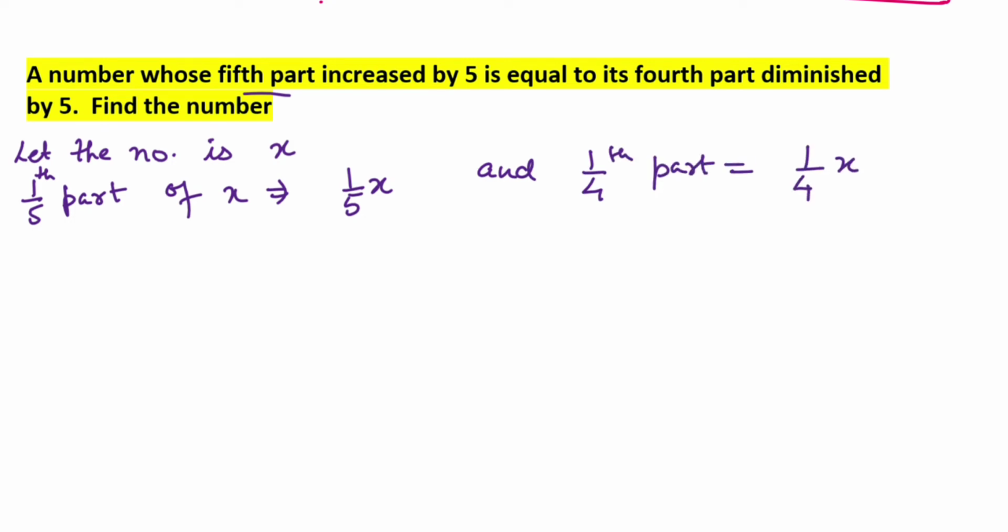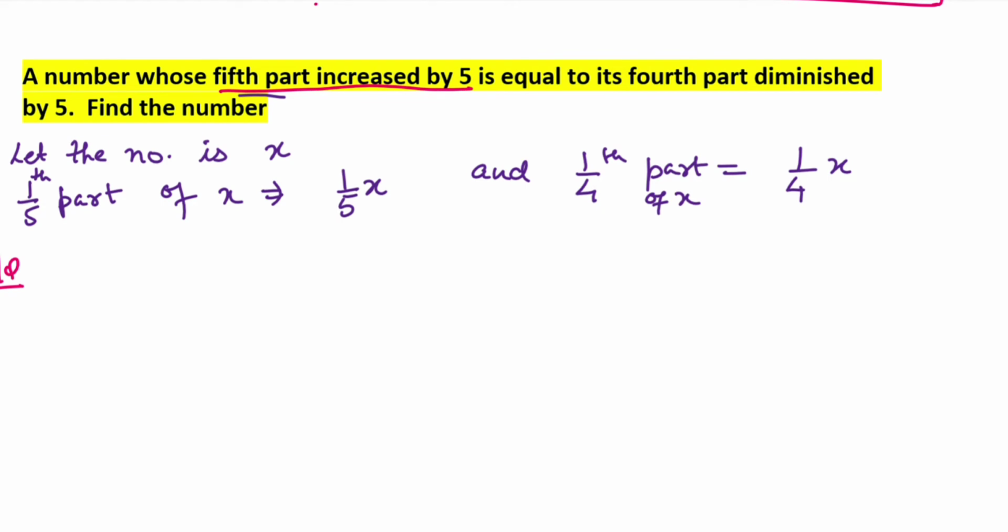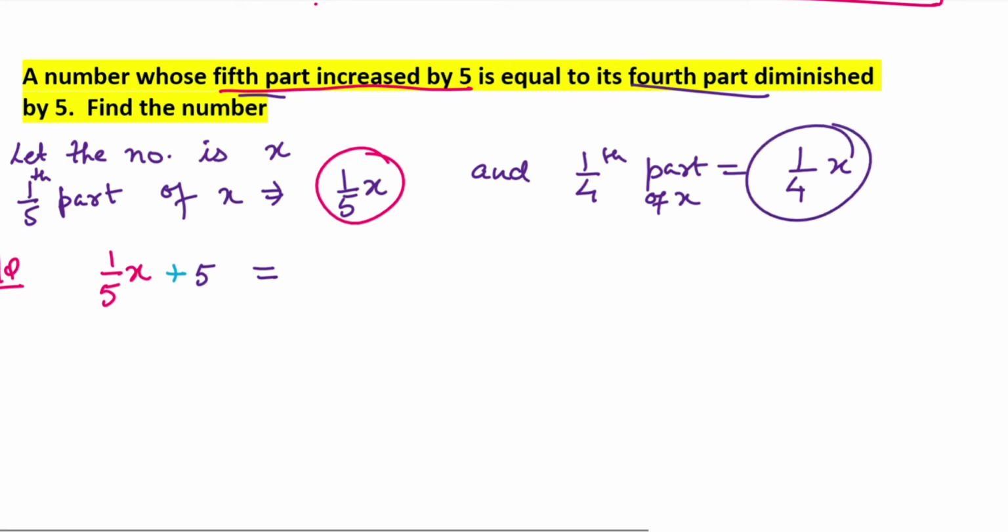So whose fifth part is increased by 5. Fifth part is what? 1 upon 5 of x. So 1 upon 5 of x is increased, means plus, increased by how much? Increased by 5. This is equals to the fourth part. What is the fourth part? You see 1 upon 4. So this is again 1 upon 4th of x diminished by 5. Diminished means negative of 5.